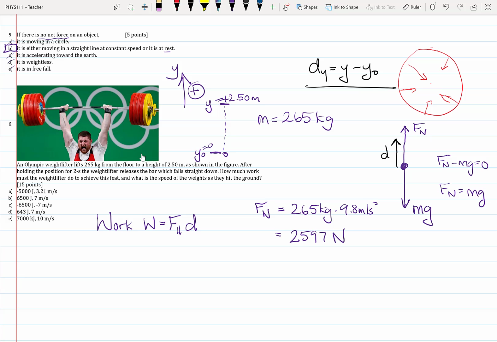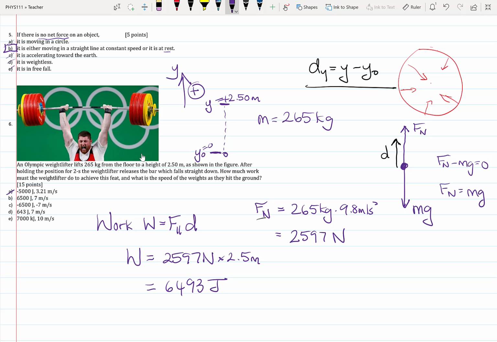And what's the component of the force that's pushing? That's the normal force in the direction of the displacement. It's the whole thing, right? They are parallel to one another. Therefore, the work that is done by the weightlifter in pushing this is 2,597 newtons times 2.5 meters, or 6,493 joules or so. Now, when I look at the answers here, that's going to eliminate A.